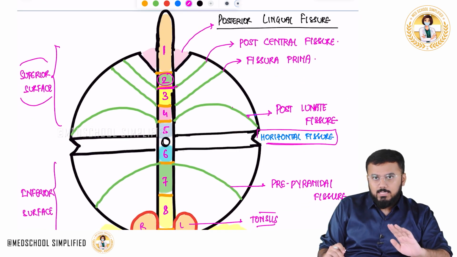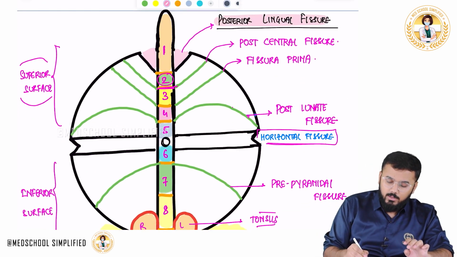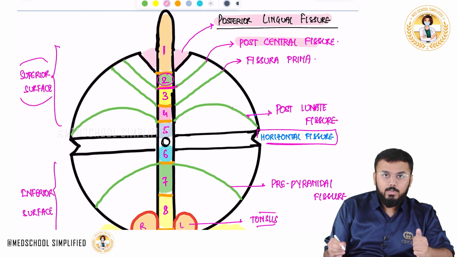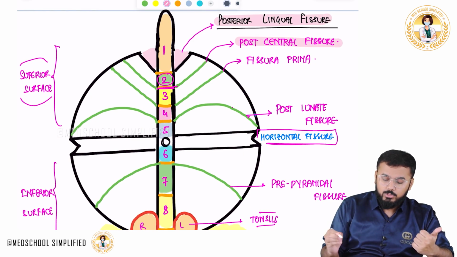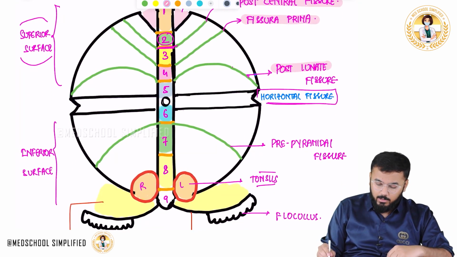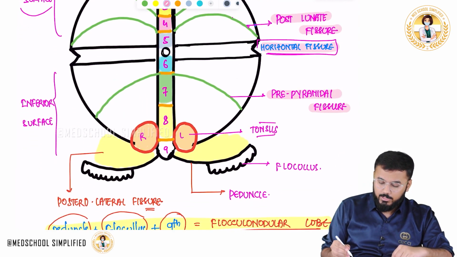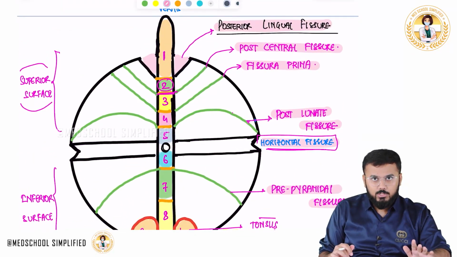So these are the fissures which we have discussed. What are the different kinds of fissures discussed here? One is the posterior lingual fissure. Next we have the post central fissure. Next we have the fissura prima. Next the post lunate fissure and the horizontal fissure. Next we have the pre-pyramidal fissure. So these are the different kinds of fissures which we have discussed.